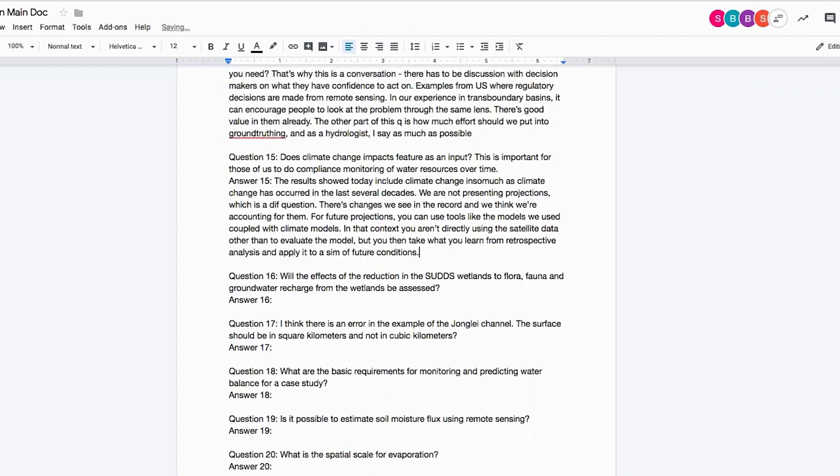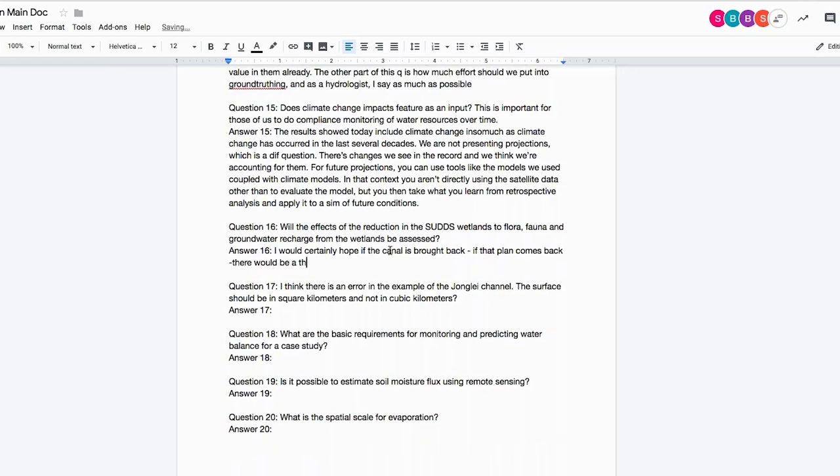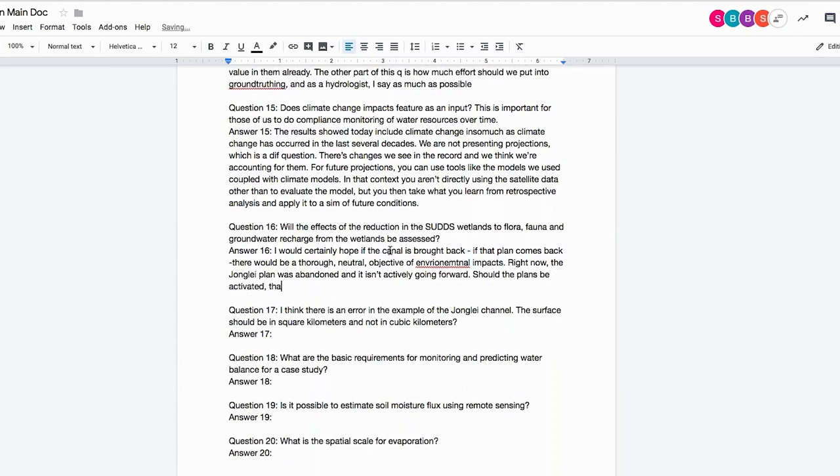What effects will the reduction in the Sudd wetland have on flora, fauna, and groundwater recharge from the wetlands? Will they be assessed? I would certainly hope that if the Jonglei Canal is brought back, if that plan comes back onto the table, there would be a thorough and a neutral, objective evaluation of such environmental impacts. Right now, no one is building the Jonglei, right? That was a past plan, it was abandoned, and it's discussed now, but not actually actively going forward. Should those plans be activated, then I think your question is absolutely critical. I think those kinds of impacts will have to be assessed.